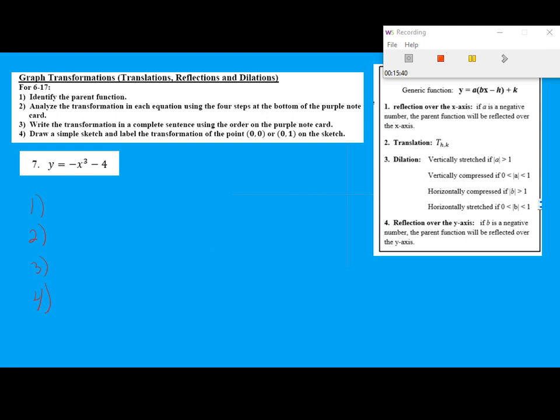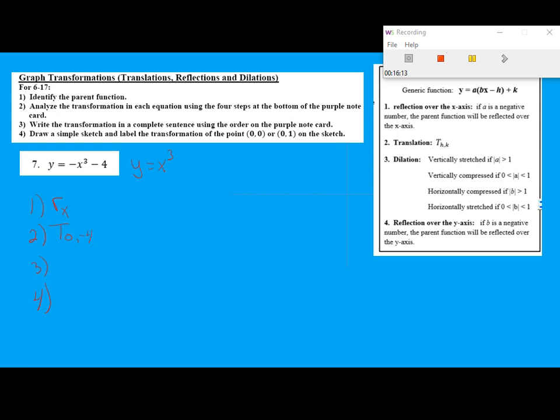Has it been reflected over the x-axis? In this case, yes. It's been reflected over the x-axis. And while I'm here, the parent function was our cubic graph, y equals x cubed. So it's been reflected over the x. Has there been a translation, a movement left or right? So I'm going to go capital T. There's no grouping symbol with the x, so it's going to go 0 units left or right, but it's going to go down 4. So there's my translation.